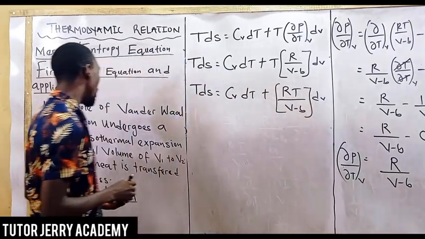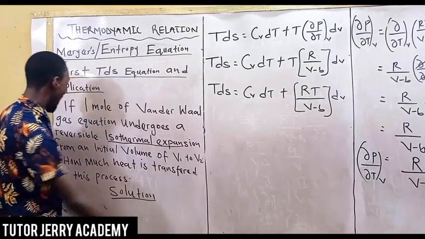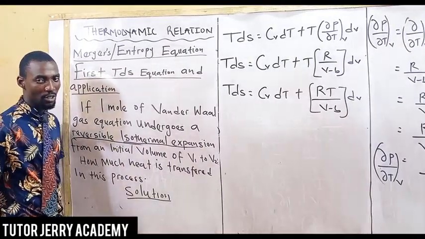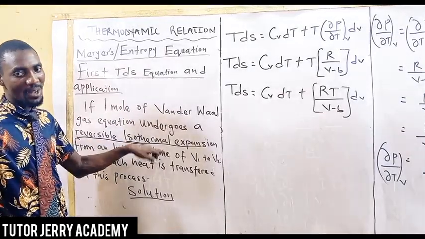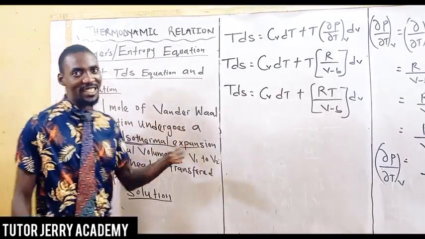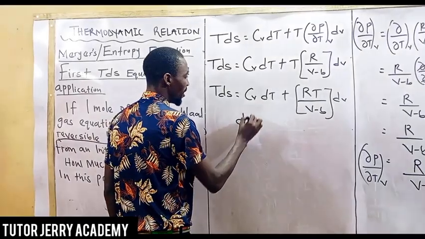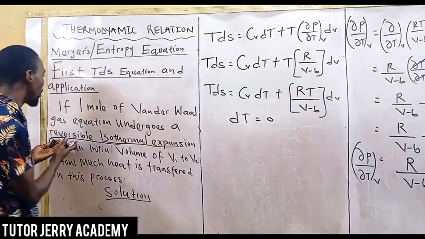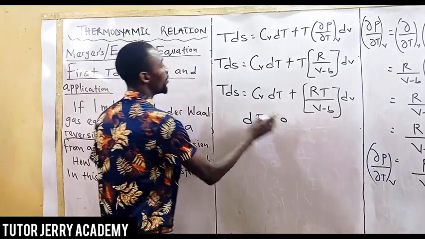All right, but don't forget, we are told it is an isothermal expansion, right? Reversible isothermal expansion. So for a reversible isothermal process, what happens to dT, that is, the change in temperature? It is equal to 0. The reason is that we are dealing with a reversible isothermal expansion process. So dT will be equal to 0.